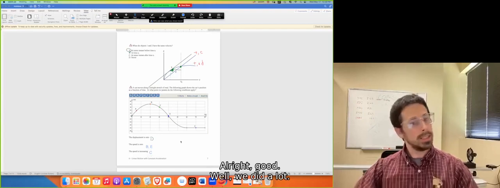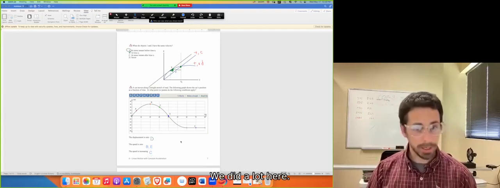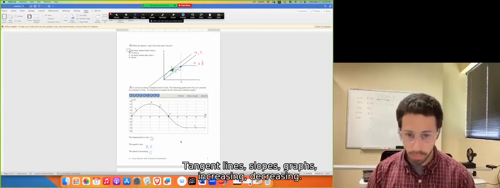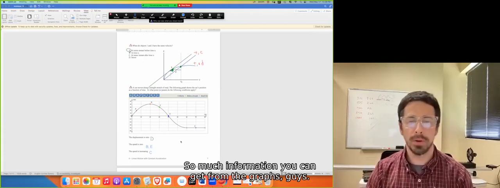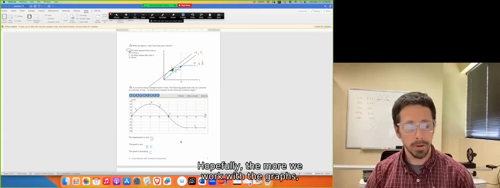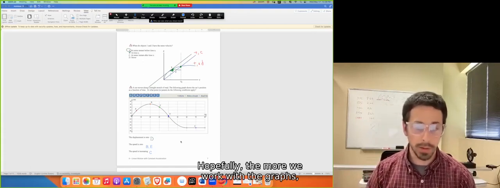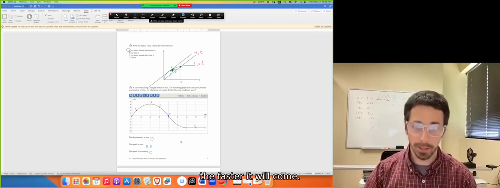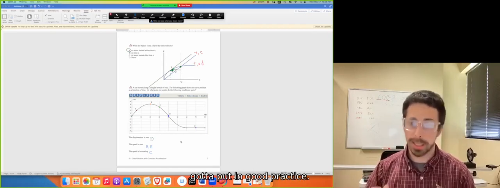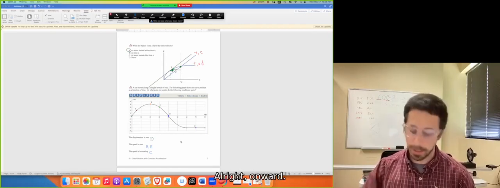All right, guys, we did a lot here. Tangent lines, slopes, graphs, increasing, decreasing. There's so much information you can get from the graphs. Hopefully, the more we work with the graphs, the easier this will come, the faster it will come. But you have to put in the work. You have to put in good practice. All right. Onward.